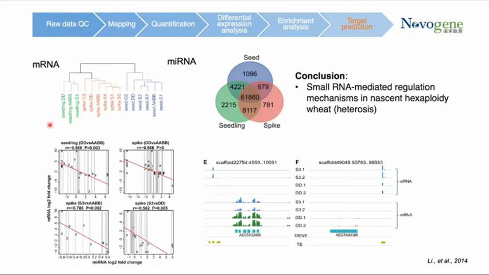As you can see from this small portion of their results, because I cannot include all of them, they sequenced their messenger RNA and found a very clean cluster pattern between samples, between tissues, and the microRNA distribution among different types of tissues within each species. And as you can see here, as the microRNA log2 fold change increases, we are seeing messenger RNA log2 fold change decrease. So it's showing a negative correlation between the microRNA expression level and the messenger RNA expression level. So one of the conclusions will be that the small RNA is actually involved in the regulation of the heterosis in the tetraploid wheat.